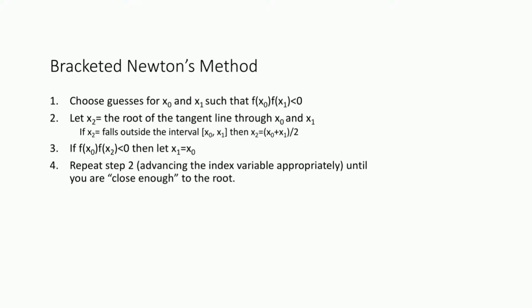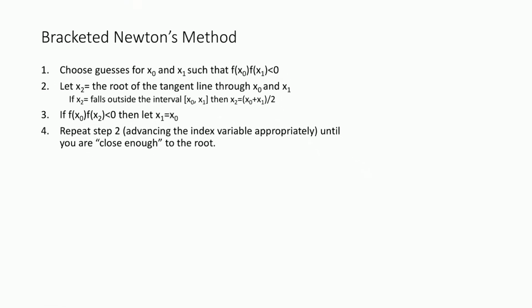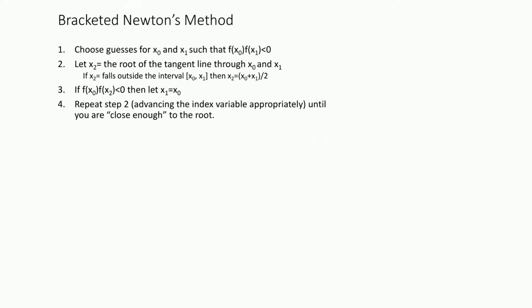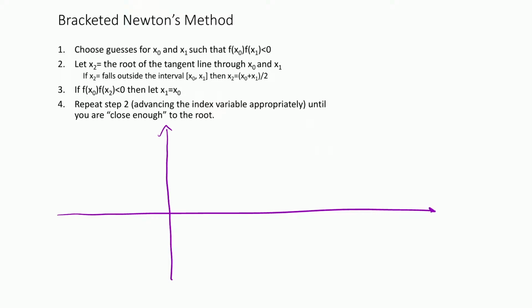Okay. So we're going to start off, and unlike Newton's method, you're going to choose two guesses. Like I said, it's a hybrid between Newton's method and the bisection method. So we're going to choose two guesses for where the root is. Let's put an example here, and I'm going to use as my example function the function that I gave you as an example of where Newton's method fails.